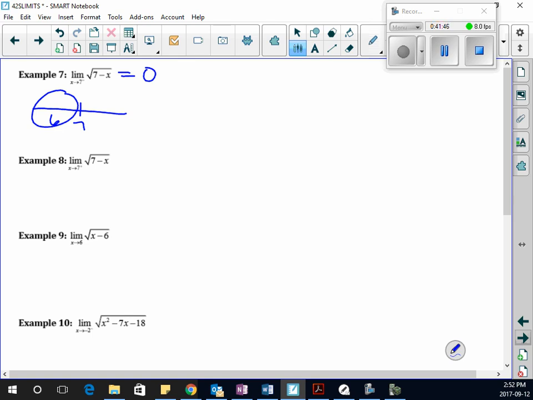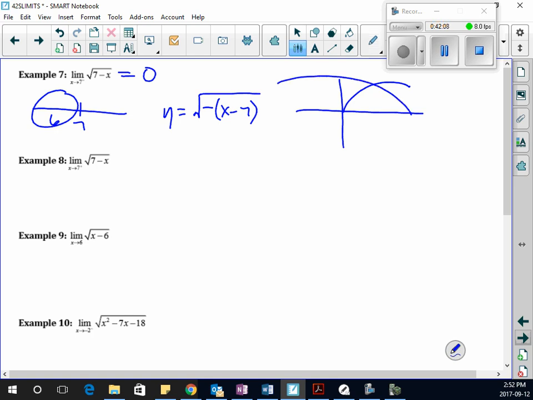What does this graph look like? Does anybody remember? Remember, you have to factor out the negative, and it's a reflection, right? Y equals the square root of negative bracket x minus 7. So this is a graph that instead of going like this, it's getting reflected and shifting to the left of 7 like that, right? So do you see why it's existing on the left of 7? Yeah? Okay, how about this one?